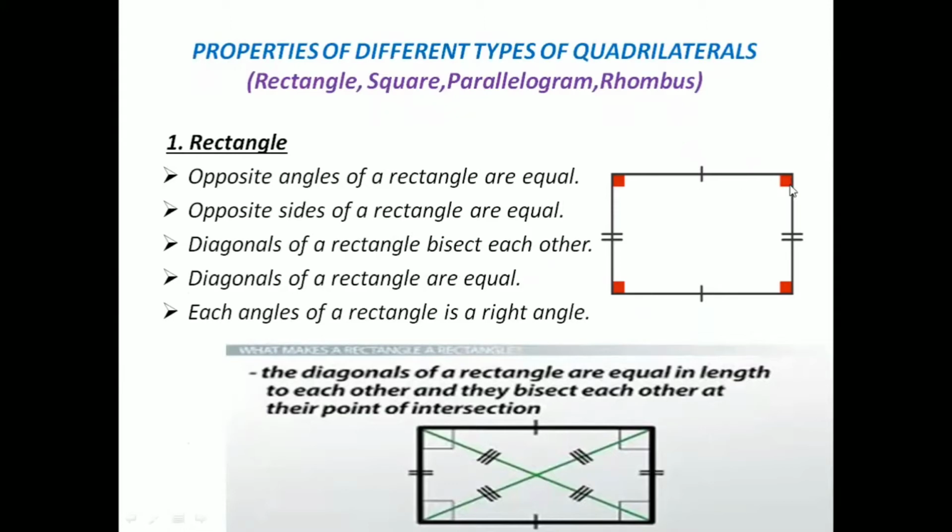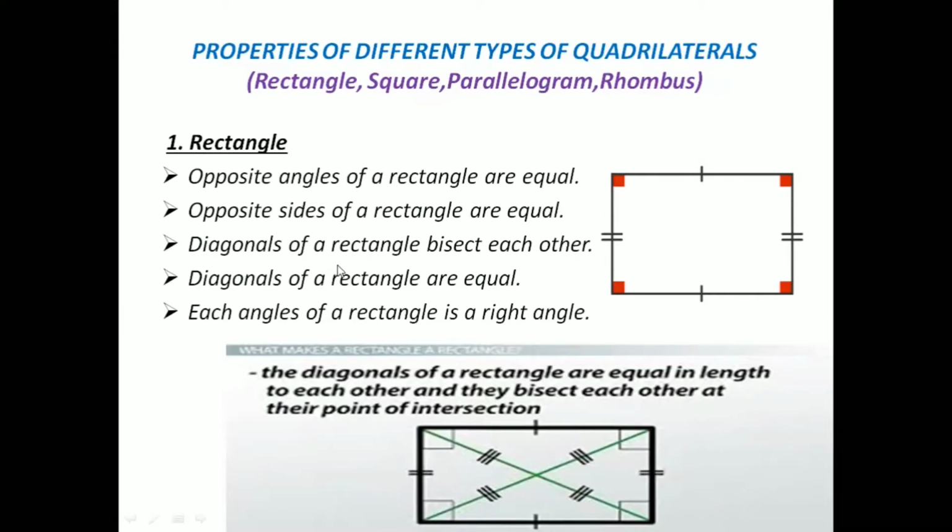Opposite angle means this angle and this angle are equal, and this angle is opposite to this angle. Opposite sides of the rectangle are also equal. The line drawn over this side means this line and this line are equal in length, and similarly this line and this line will be equal. These two are opposite to each other. Here two lines are drawn crossing, and these two line segments are equal.